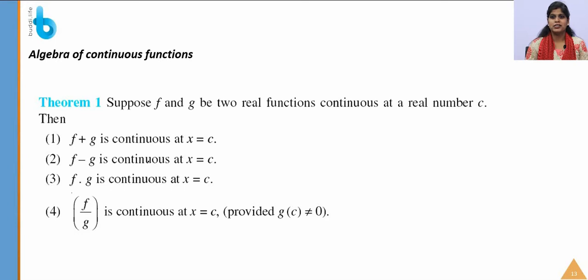Again, f minus g is continuous at c, that is, their difference is also continuous at c, and f into g is continuous at c, and f by g is continuous at c. That is, separately if they are continuous, then their sum, their difference, their product and their quotient are also continuous at the same point. That is the theorem here.